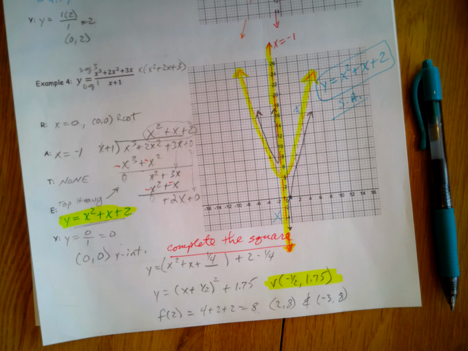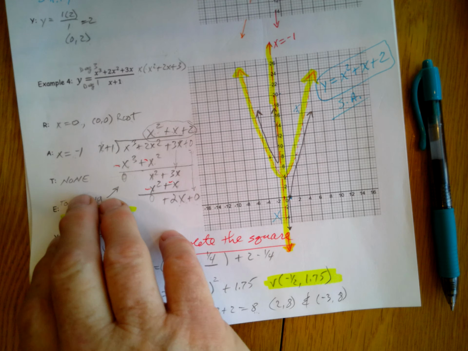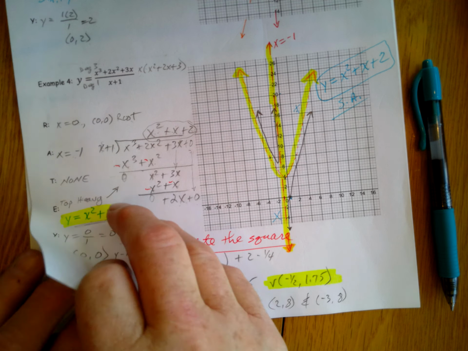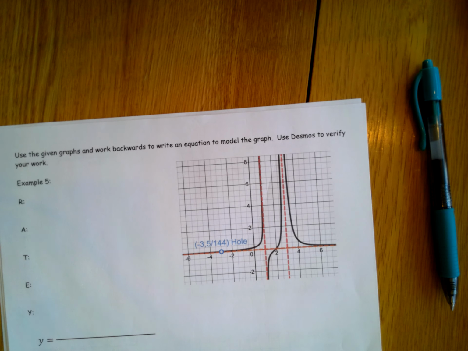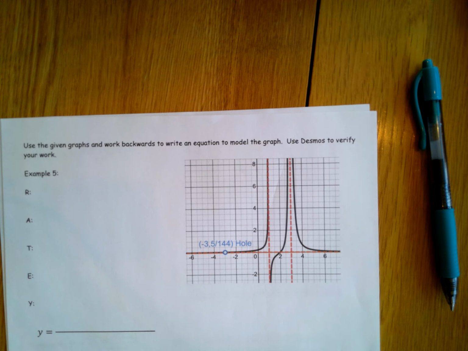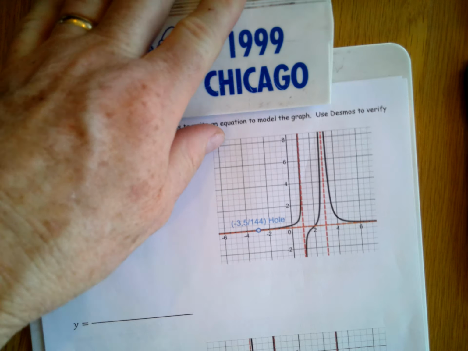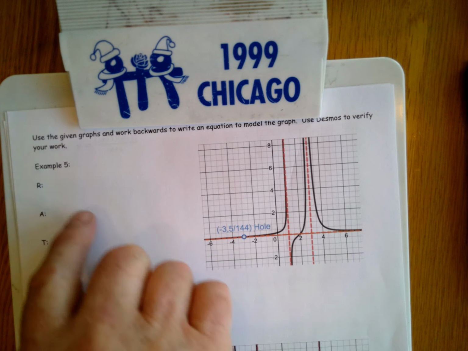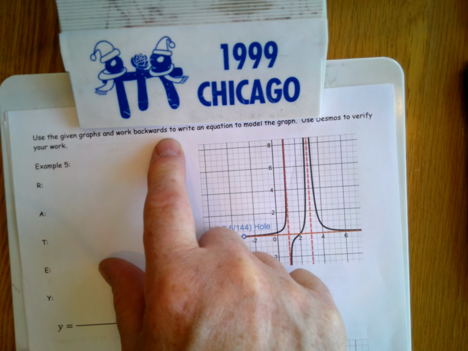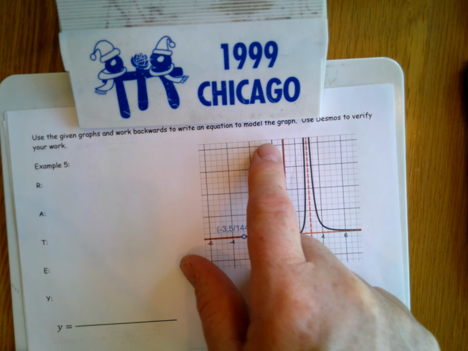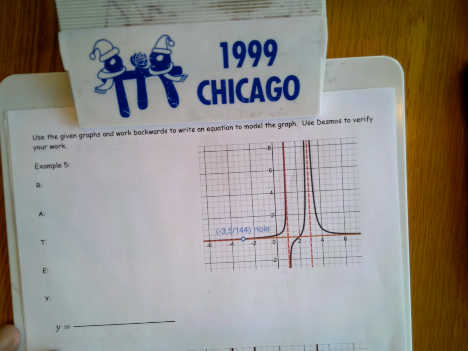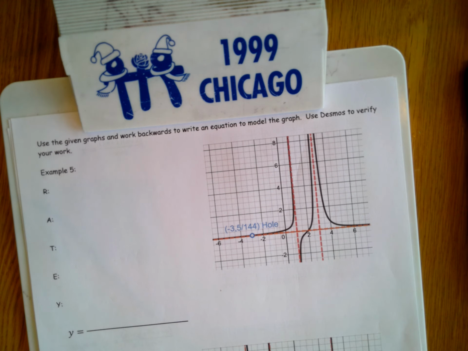All right, now, example 5. Let's go talk about example 5, and then we're going to stop the video again, and you're going to do example 6. And then you're going to come back and we're going to look at example 6 together. Example 5, a little different, isn't it? I'm giving you a graph and I'm saying use the given graph and work backwards to write an equation to model the graph. Use Desmos to verify your work. So when you're at home and you think you got it, let's go back and double check it.